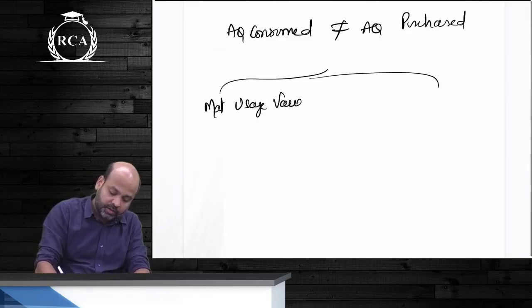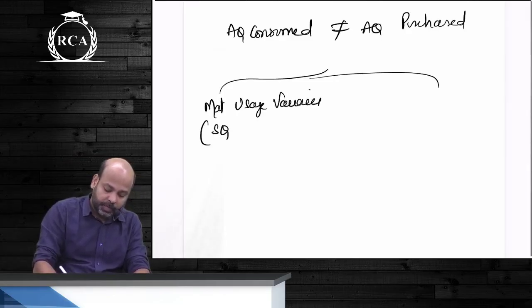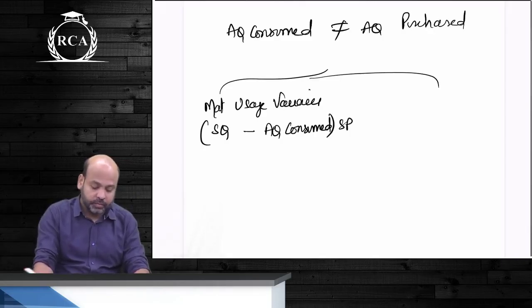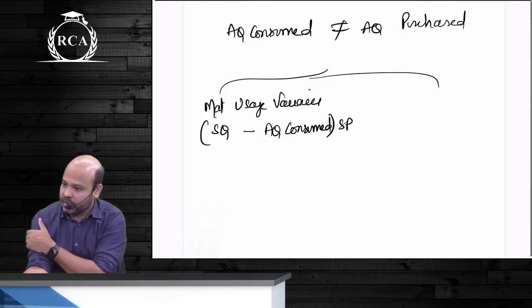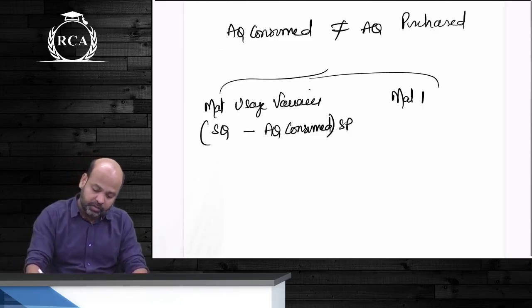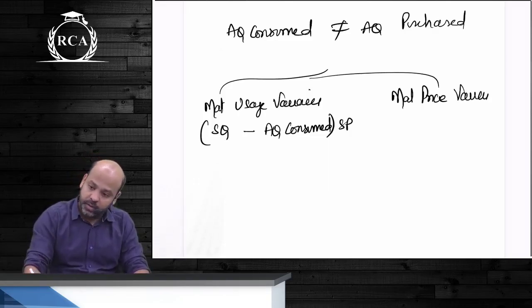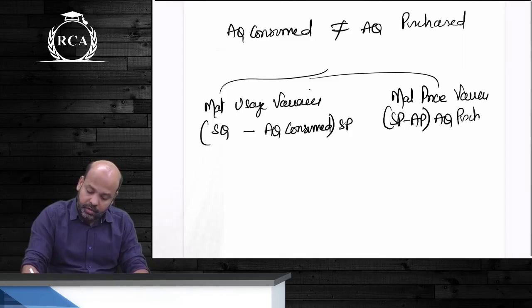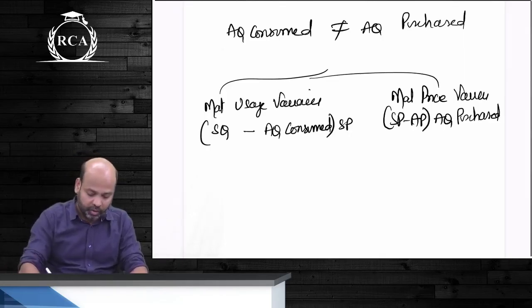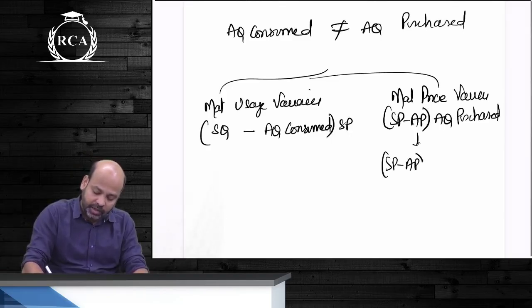Usage variance, so guys, what's the formula for usage variance? Standard quantity minus actual quantity. I will start writing the word consumed. Are we clear guys? It was always consumed only, it was never purchased. For material price variance, standard price minus actual price. If details of actual quantity purchased are given, you write AQ purchased instead of AQ consumed. Alternatively, it can also be computed on the basis of standard price minus actual price into AQ consumed.